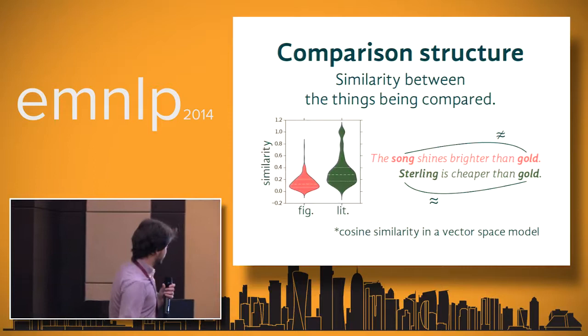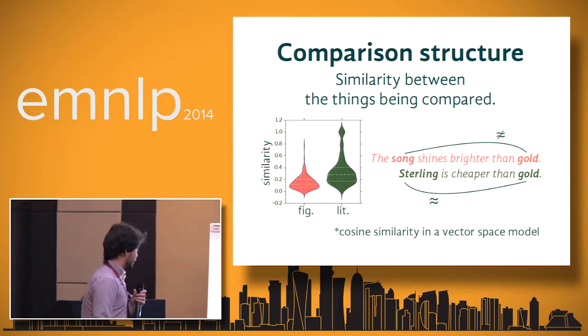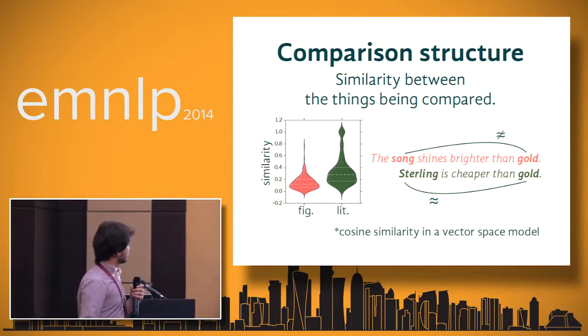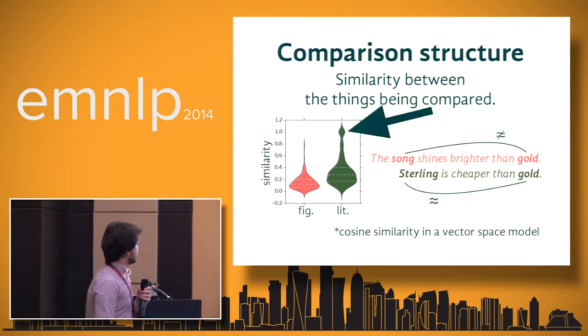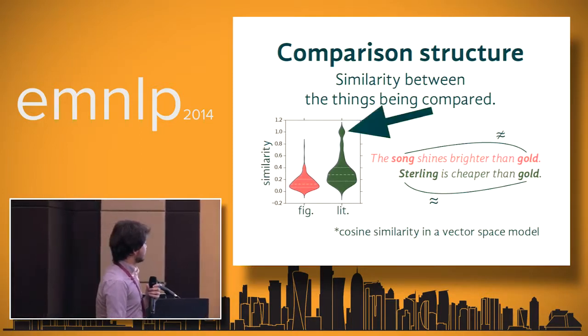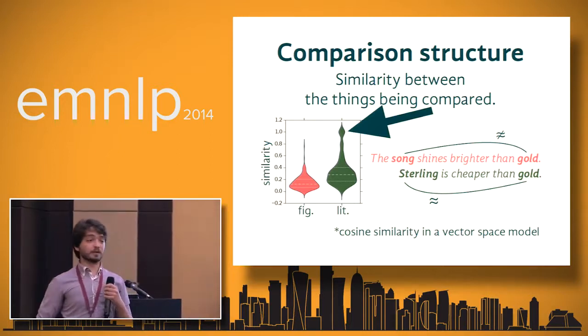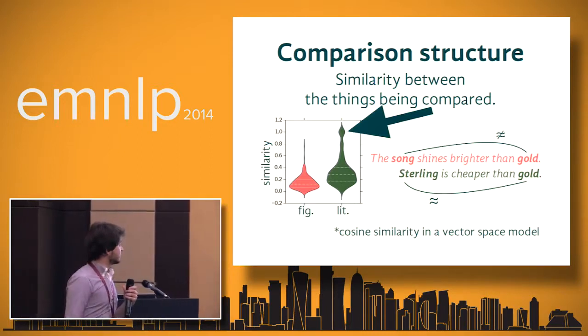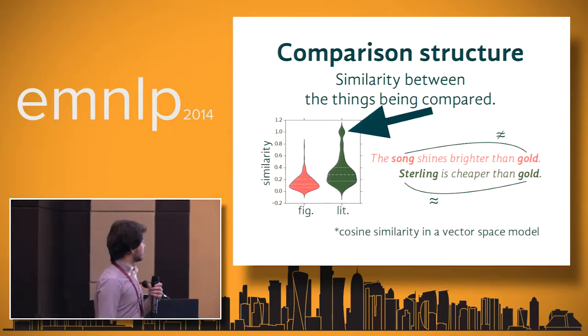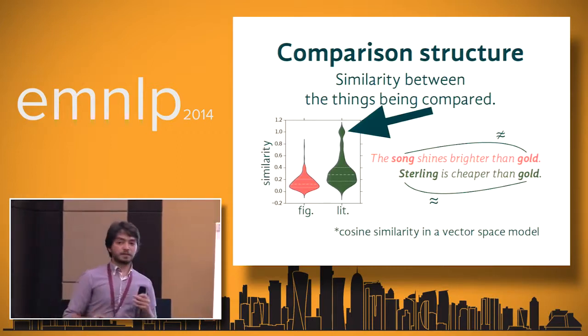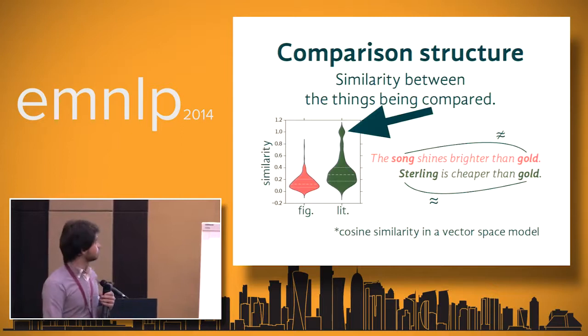And again, we look at the distribution, and we observe exactly what we expect. In particular, there is a bump for very similar words in literal comparisons that does not occur for figurative comparisons. Again, the intuition is that comparisons between similar things are more likely to be literal.